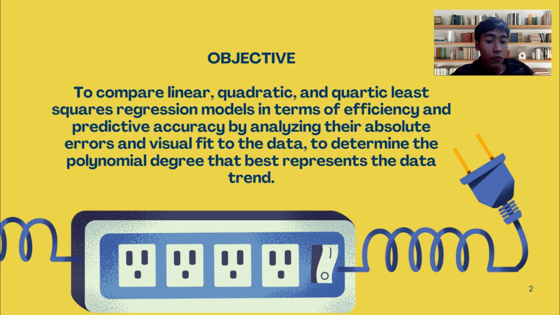Our objective in this study is to compare linear, quadratic, and quartic least squares regression models in terms of efficiency and predictive accuracy. This comparison is done by analyzing absolute error values and the visual fitting of the plotted graph. The aim is to determine which polynomial degree best represents the data trend. We chose the 33 latest data points from the data given, and we use two software, which are Excel and MATLAB.